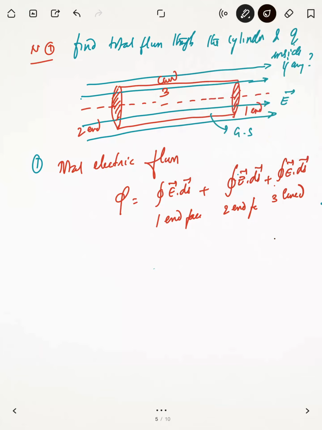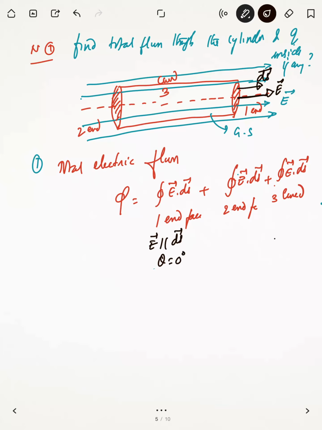Okay, I am taking the first end face. On the first end face, the electric field is here. Where is the ds vector? Outward drawn normal, ds vector. So on the first end face, E vector and ds vector are in the same direction. So here we will write E vector parallel to ds vector, theta 0 degree.